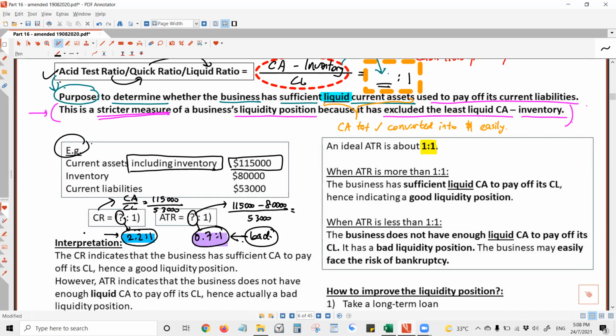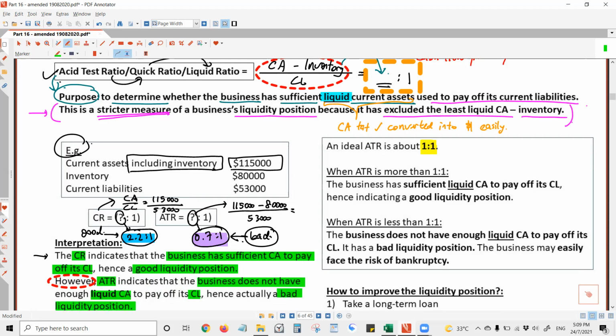Okay, so what you should write when it comes to giving comments, here is a paragraph to guide you. Let me highlight for you. Firstly, you say that current ratio indicates business has sufficient CA to pay off its current liabilities, hence is in a good liquidity position. Okay, and then you use the word however to talk about another thing. However, ATR indicates business doesn't have enough liquid CA to pay off its CL. Hence, is actually in a bad liquidity position. So from time to time, when you have done enough questions, then you would know what to write. No worries.